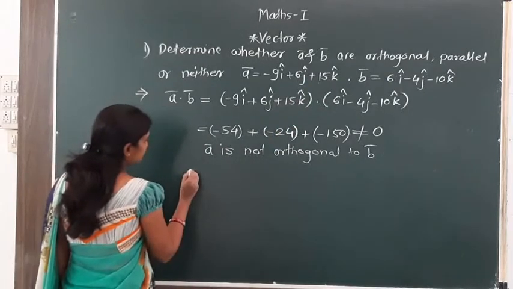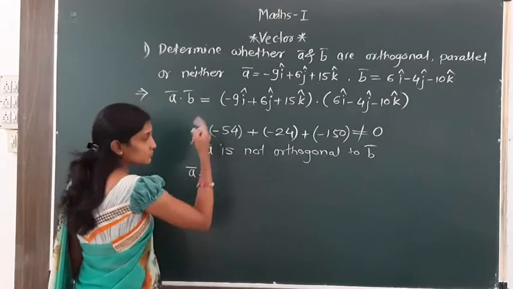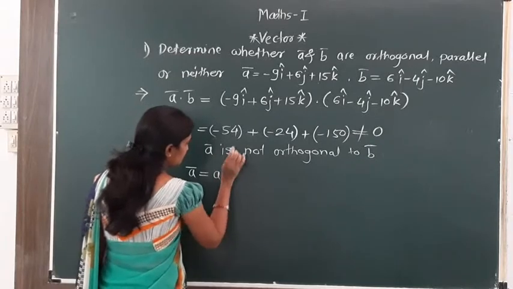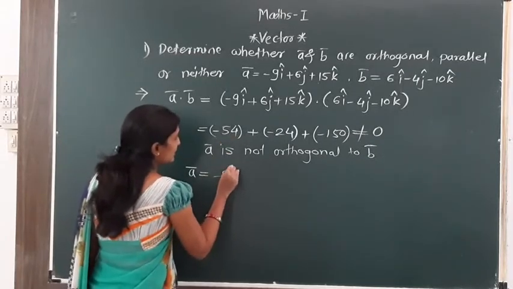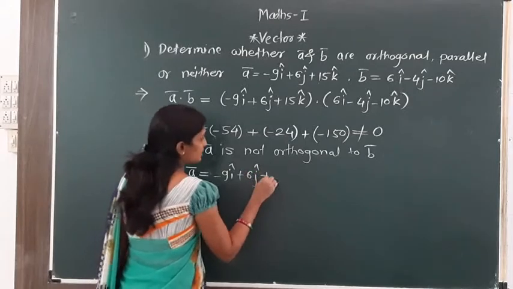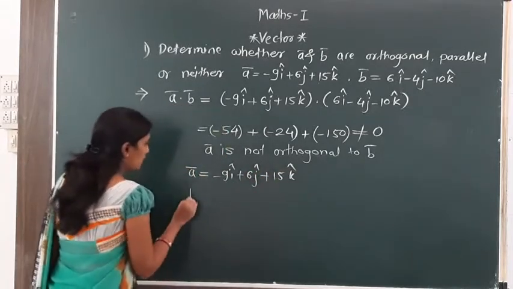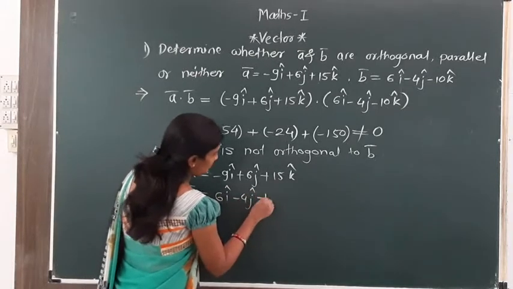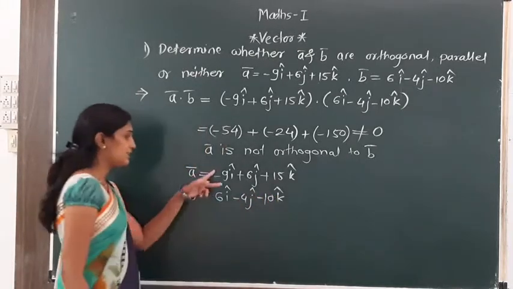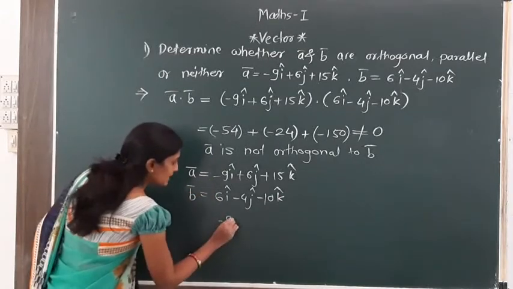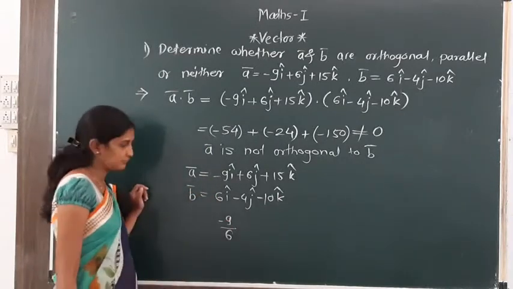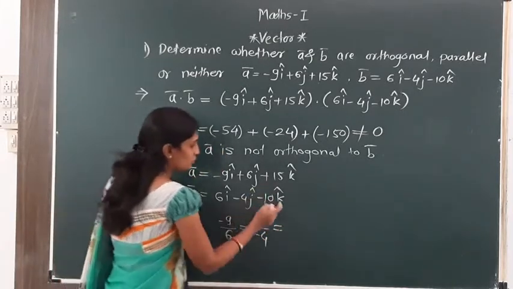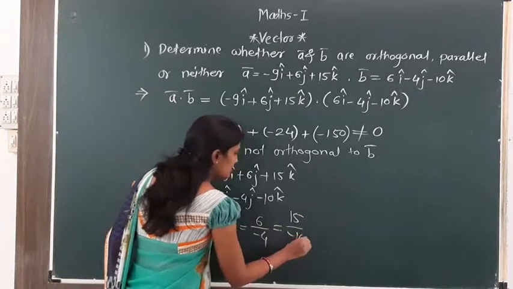Suppose a bar is equal to minus 9 i cap plus 6 j cap plus 15 k cap, and b bar is equal to 6 i cap minus 4 j cap minus 10 k cap. So we check proportionality, that is minus 9 by 6, which is equal to 6 upon minus 4, which is equal to 15 divided by minus 10.